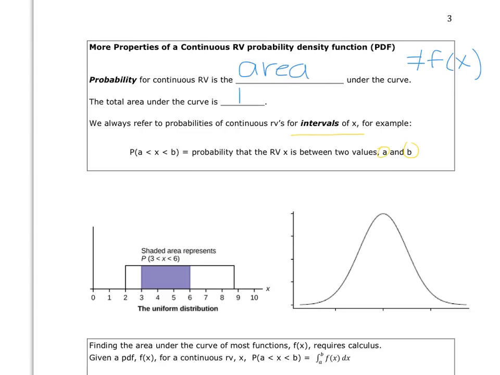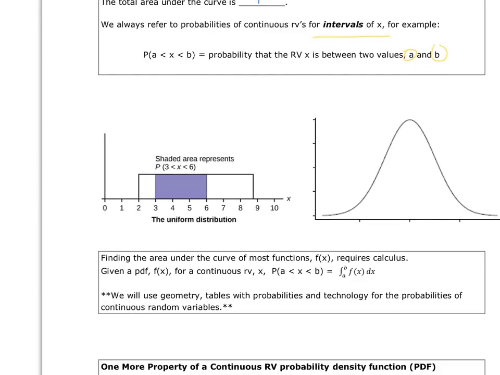So for example, if we look at this uniform PDF, if we think about a and b here, we have got a is equal to 3, that smaller value, and b is equal to 6. And we can see that that shaded region, that area represents the probability that this random variable x is going to be between 3 and 6.